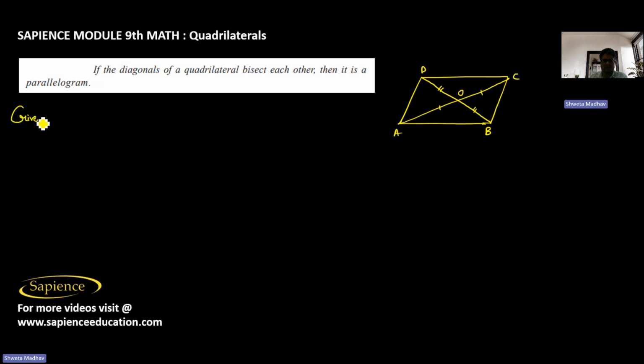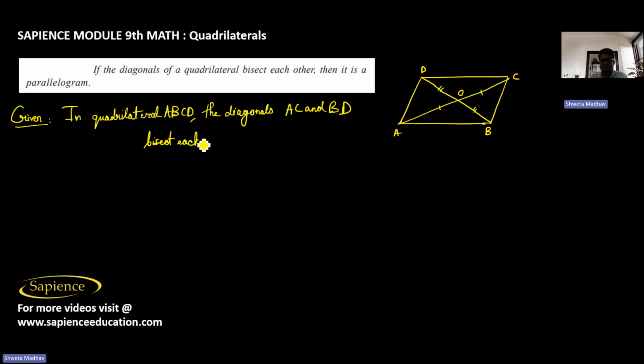So we will write what is given. So given is in quadrilateral ABCD, the diagonals AC and BD bisect each other at the point O. That is, you can say that OA equals to OC and OB equals to OD.